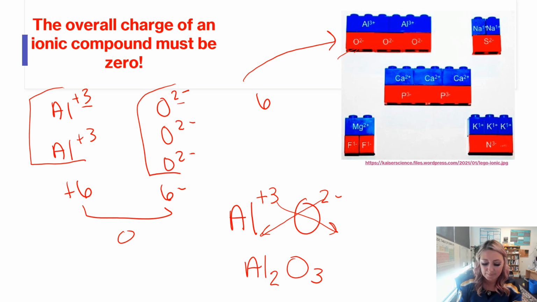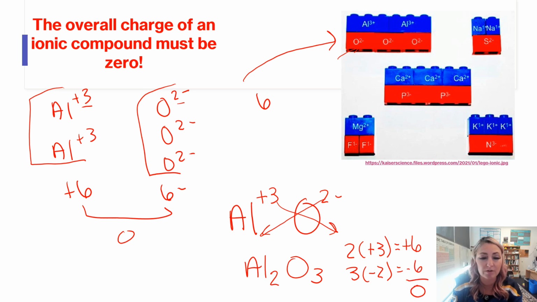Okay. Mathematically, that's 2 times positive 3 gives me positive 6, and that's 3 times negative 2 gives me negative 6. I can always double check my work. And again, we're going to go into more of this, but I want you to think about this idea that the charges have to add up to zero. The positive charges have to cancel out the negative charges. And what is the proportion or the ratio of these that we need to have to each other?